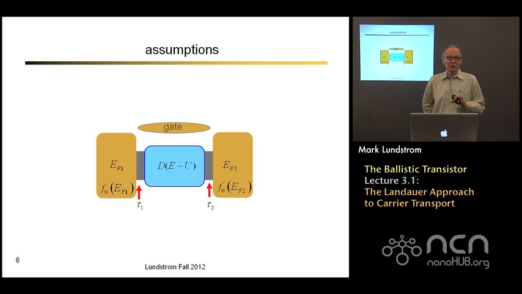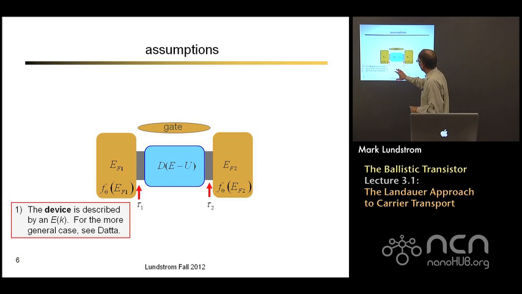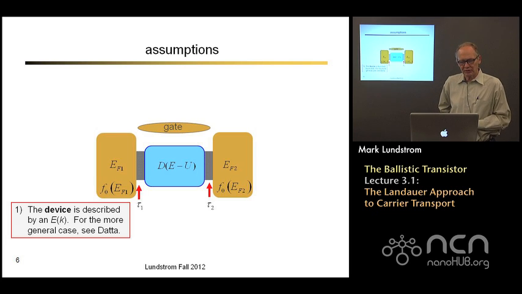Now, there are some assumptions, but these assumptions are typically rather well approximated. What are the assumptions? Well, I'm going to describe the device by some band structure, E of K. That's not a necessary assumption. If we had a small molecule there, we wouldn't have a band structure. And for that more general treatment, I'll refer you to Professor Datta's books and nanoHUB-U course.